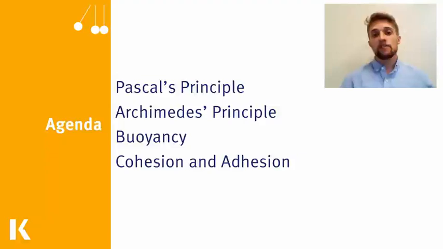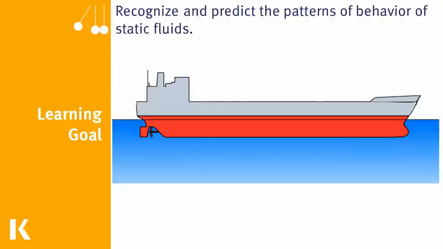This review is going to cover Pascal's principle, or the transmission of pressure within an ideal fluid, Archimedes' principle and how it relates to buoyancy, and finally cohesion and adhesion, which affect the behavior of the surface of a liquid. In this video, we'll be working towards recognizing and predicting how static fluids behave under a variety of conditions and identifying the properties which cause these phenomena.